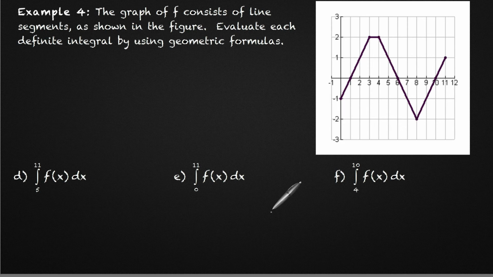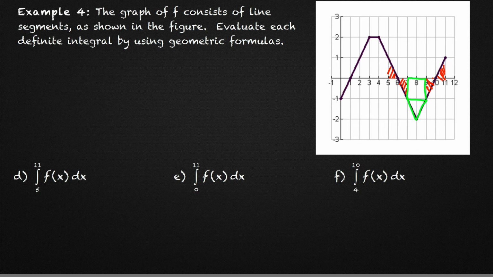Okay, letter D, we have the integral from 5 to 11 of f of x dx. And so once again, if you look at 5 to 6 and 6 to 7, that's equal but opposite areas, so that's going to cancel out. And then if you look once again from 9 to 10 and from 10 to 11, those are equal but opposite areas, so that's going to cancel out. So basically, we are left with, let's see if I can draw it here, this area right here, which is actually a rectangle and a triangle.